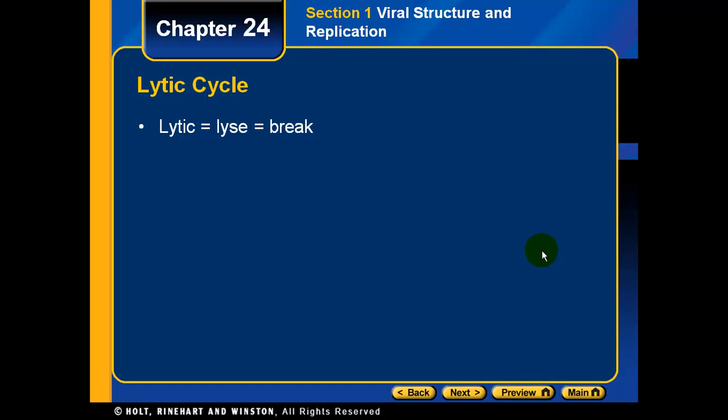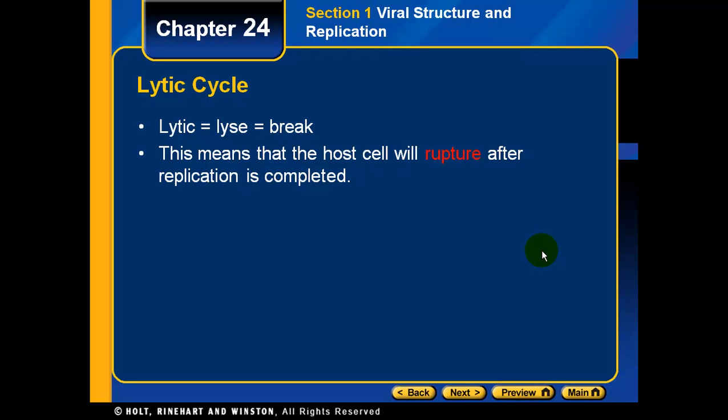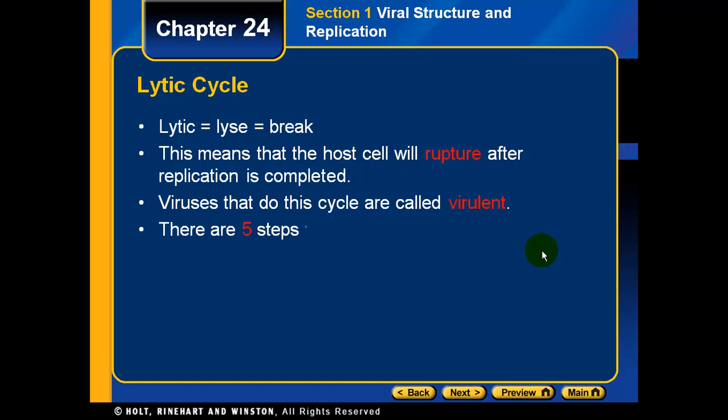For the lytic cycle, remember, lytic means lyse or break. Just like hydrolysis was breaking the polymers into the monomers, lysis means break. Lytic cycle means break. So what's breaking? That means that the host cell is going to break. The host cell is going to rupture after replication is completed. Viruses that do this cycle have a special name called virulent.